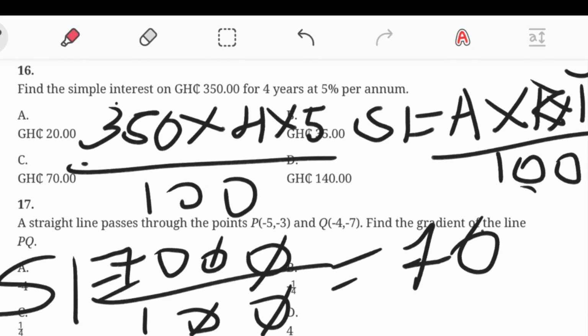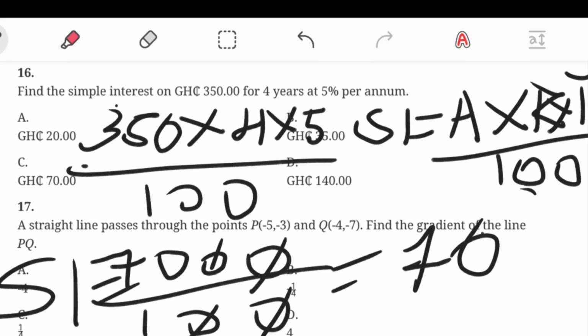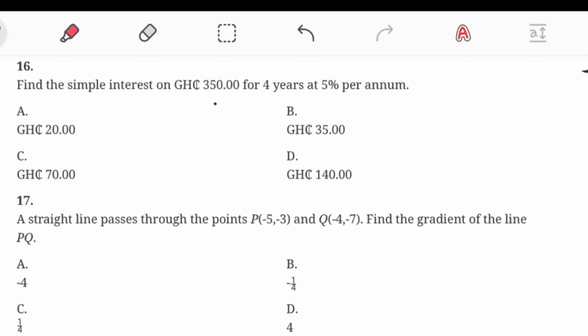You are dividing by 100 because of the rate. The rate is 5%. Anytime you hear percentage, that means it's over 100. So the 5 is over 100. So when you multiply the 350, that's the amount, by the time, which is the 4 years, and by the rate, which is 5%, 5 over 100, you multiply over 100. The answer is C.